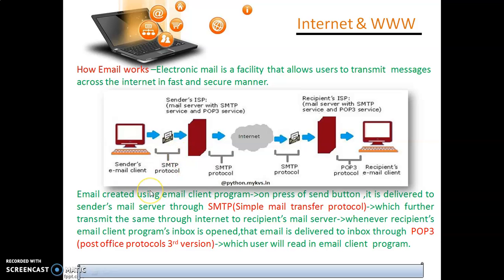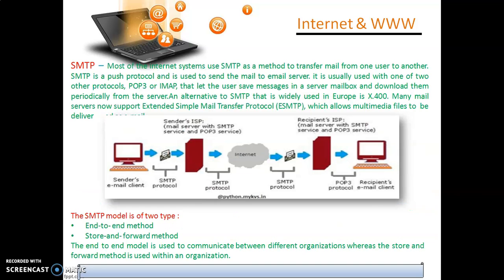So an email created using an email client, on pressing the button, is delivered to the sender's mail server using SMTP, which further transmits it through the internet to the recipient's mail server. SMTP is the protocol responsible for transmitting the message from the sender to the recipient server. Whenever the recipient's email client program's inbox is opened, the email is delivered through POP, Post Office Protocol version 3, which the user will read in the email client program.